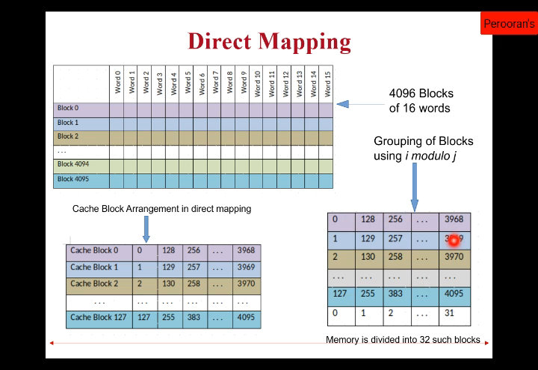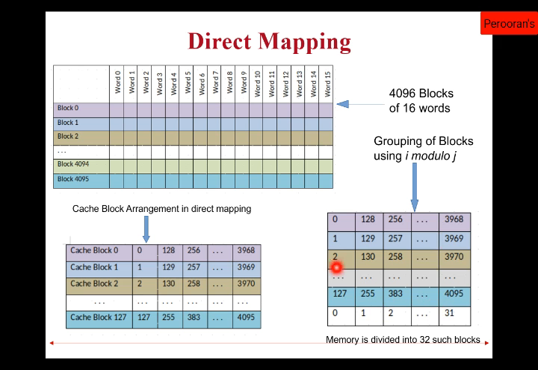The basic principle behind this is the mathematical operation i modulo j. We are taking each and every block number from this main memory, then we will perform the modulo operation using 128. So the result we are representing like this. 0, 128, 256 all will give you 0. When you perform the modulo 128 operation, all these blocks will give you 0, and all these will give you 1, like that. So we are actually performing a grouping operation, and such 32 blocks you will get.